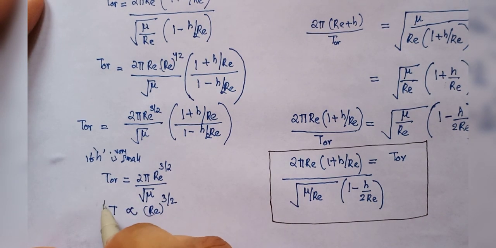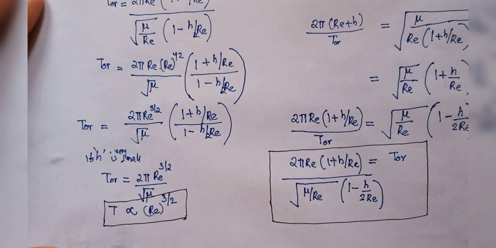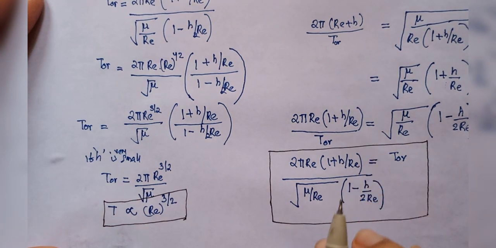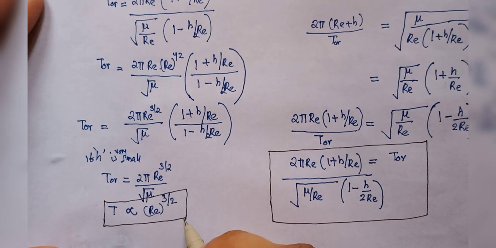So ultimately we end up with something called Kepler's law of periods, which we will discuss in our next video. Whatever approximation we have done, we have ended up with a very good result, called the Keplerian law of periods, which tells me T is proportional to the 3/2 power of RE. So this is an important result.